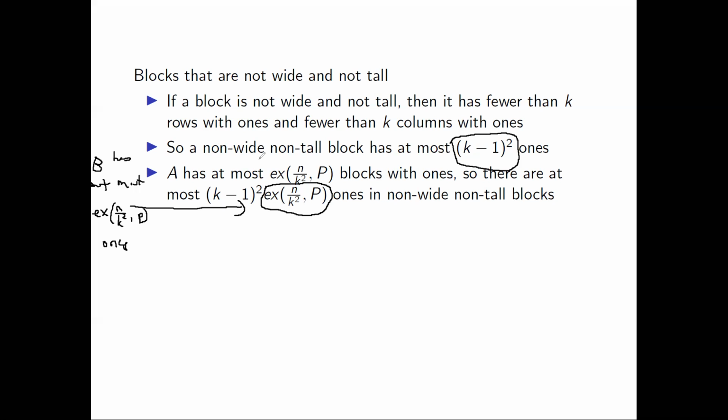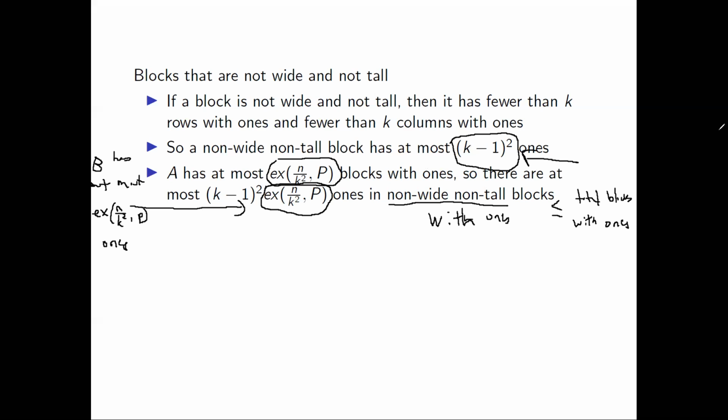So we can say then that the number of ones in A that are in non-wide, non-tall blocks, each of those non-wide, non-tall blocks contribute at most this many ones, k minus 1 squared ones. And the number of non-wide, non-tall blocks with ones is going to be at most the ex of n over k squared comma p, because it's going to be at most the total number of blocks with ones. So that's the key idea here. We're basically taking a really rough bound there.